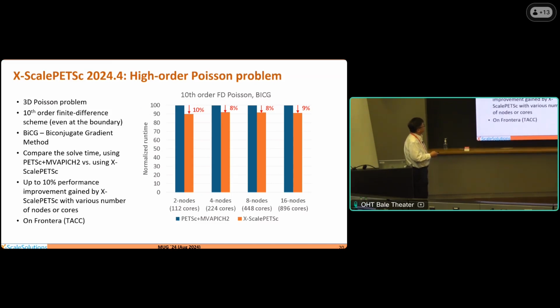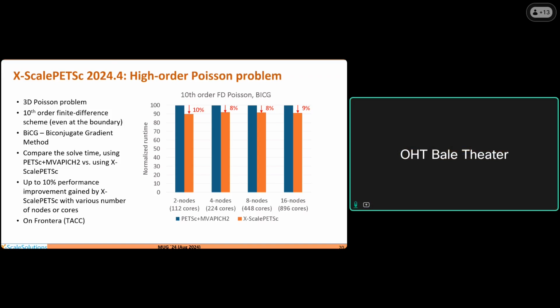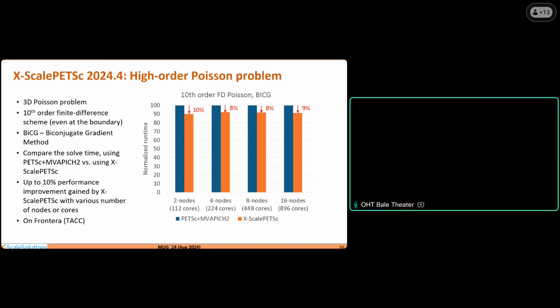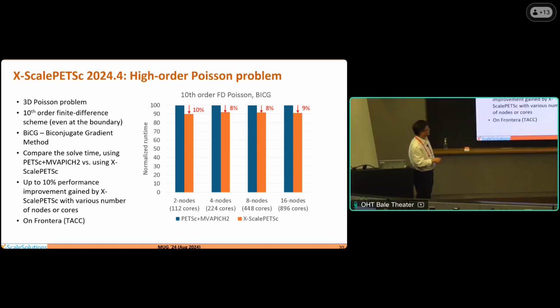And this one, as you can see, for 2 nodes, 4 nodes, 8 nodes, 16 nodes, the ranks start from about 100 all the way to close to 1K. Okay. And as you can see, it's about 8 to 10% for this solver with those problem sizes. Okay.